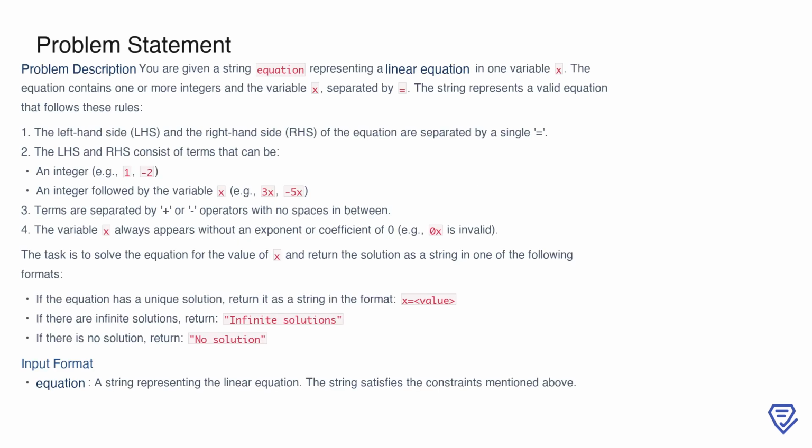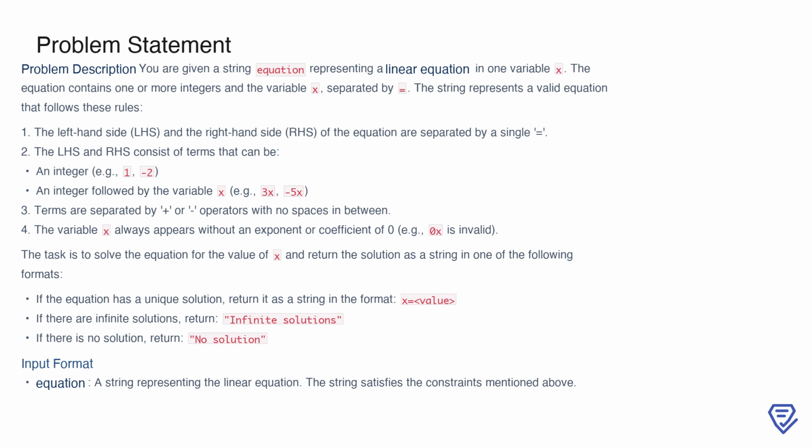In this problem, we are tasked with solving a linear equation in one variable, represented as a string called equation. This equation contains integers and the variable x, and it is always structured such that the left-hand side, or LHS, and right-hand side, or RHS, are separated by a single equal sign. The terms within each side of the equation can either be an integer, such as 1 or -2, or an integer followed by the variable x, like 3x or -5x. These terms are combined using the plus or dash operators, and there are no spaces within the string. Additionally, the variable x always appears without an exponent and cannot have a coefficient of 0.